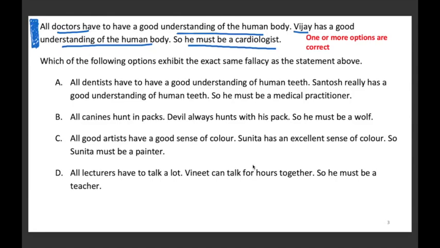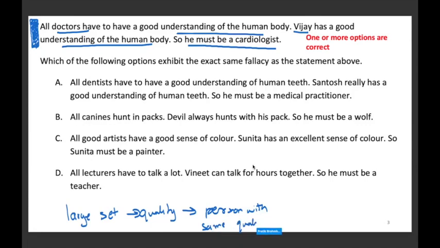Okay. So what it follows is a large set, the quality it has, followed by a person with the same quality, followed by one set within the large set. In this case, it's a cardiologist. Okay, that's where the zooming in, zooming out happens. Large subset, say, we go to one set within it.